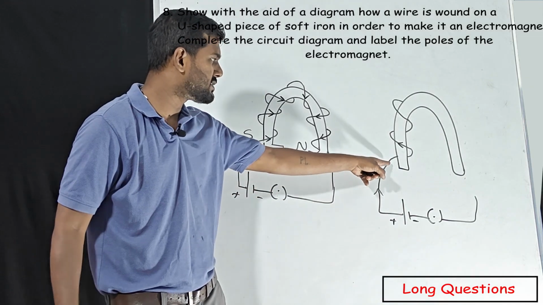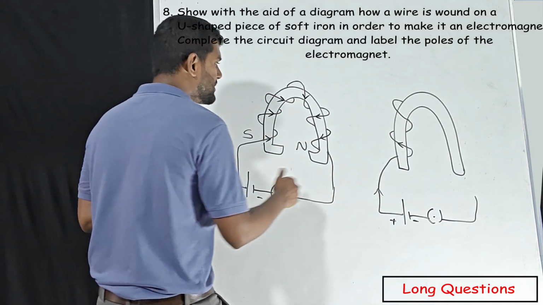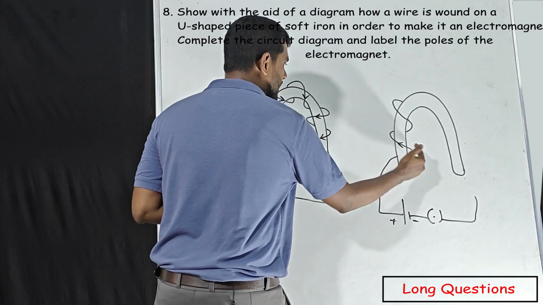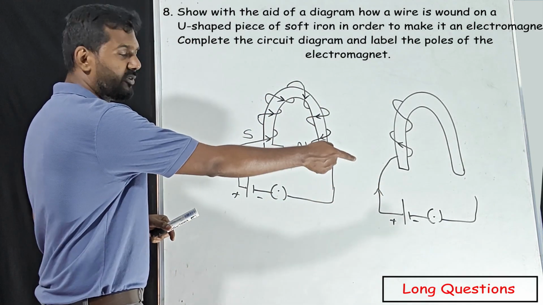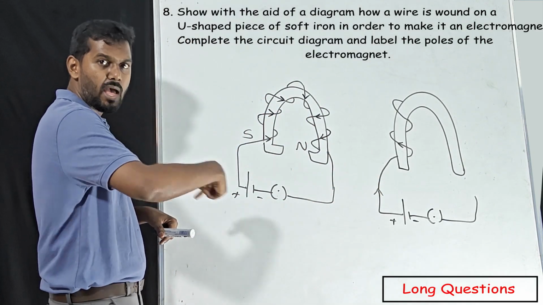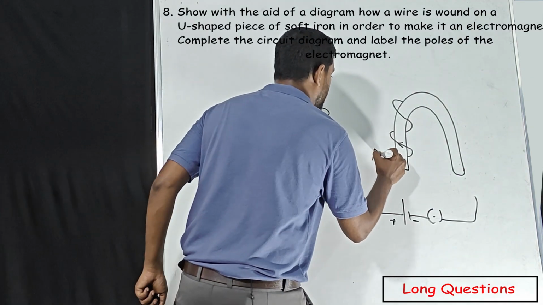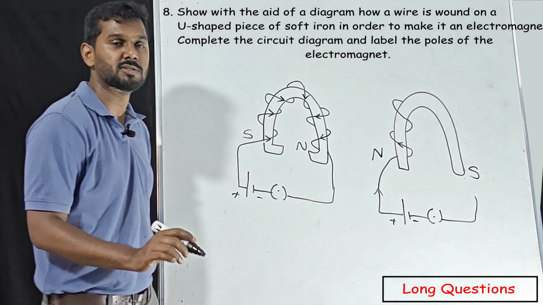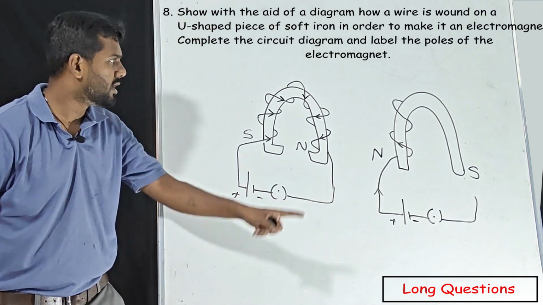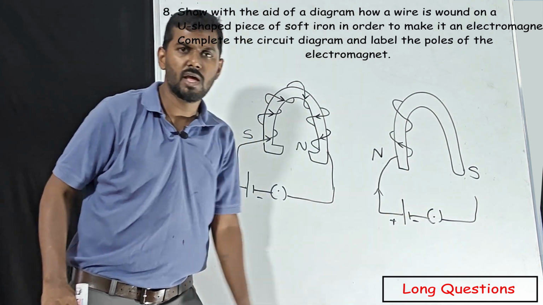Here the first line is from behind. If this first line is from behind, the direction of current is towards left. If it is towards left, it is going to provide anti-clockwise direction. If it is anti-clockwise, this will be north, this will be south. This is very much important. Complete the circuit here, connect it to the negative part.